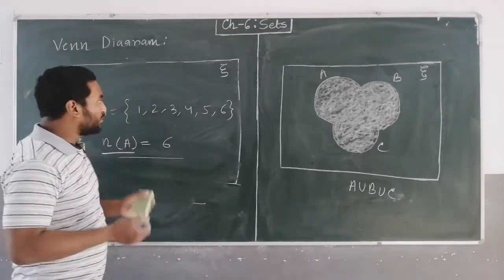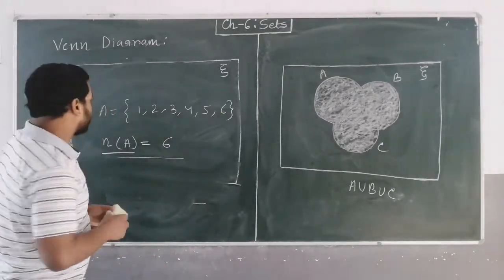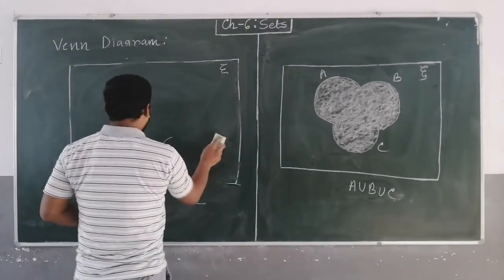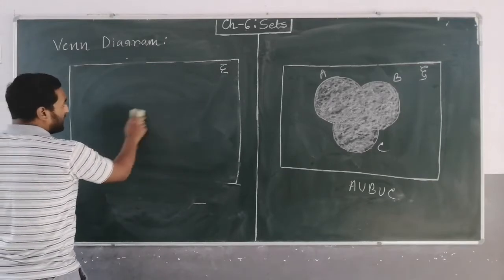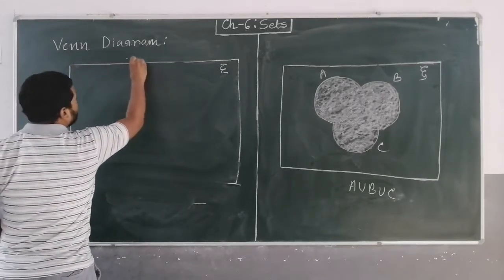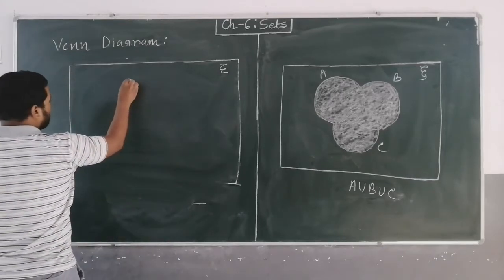Now through Venn diagram, how will we find the cardinality of any set or operation of sets? Suppose two sets are there.